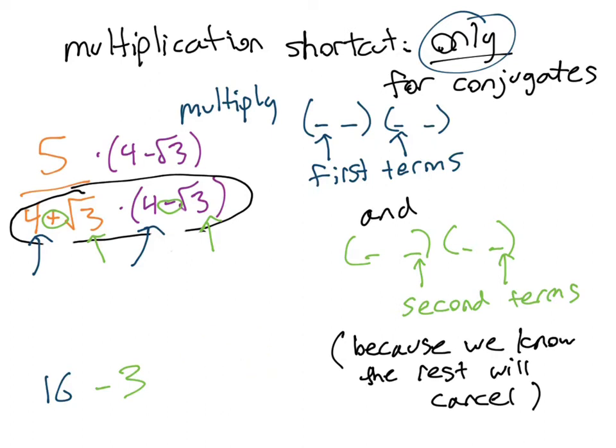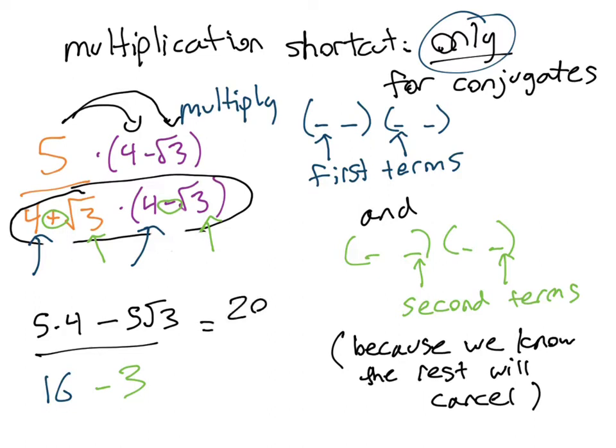We would still need to distribute and multiply times both of these terms in the numerator. So in our numerator, we would have 5 times 4, and also 5 times negative square root of 3, so that's 20 minus 5 times the square root of 3, and in our denominator, 16 minus 3 simplifies to 13.